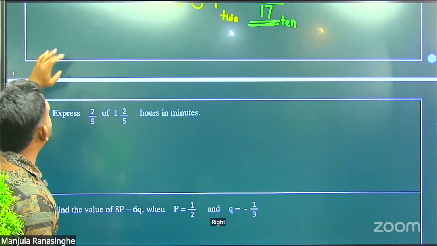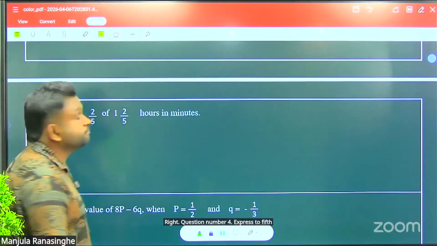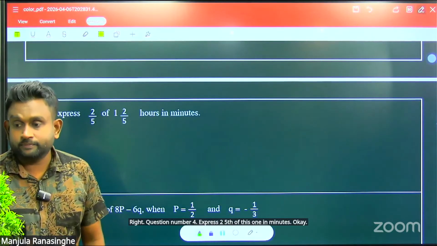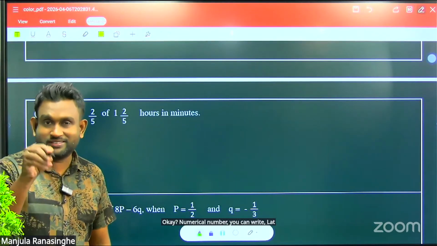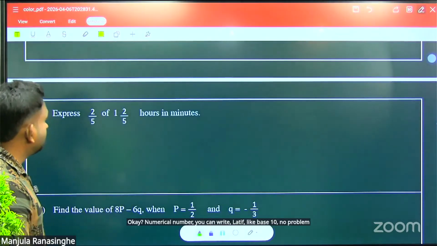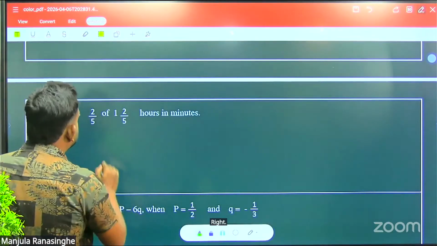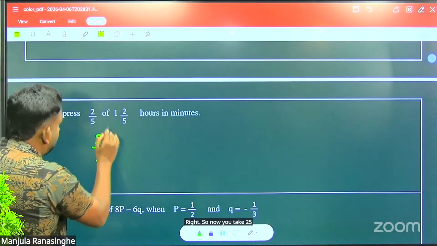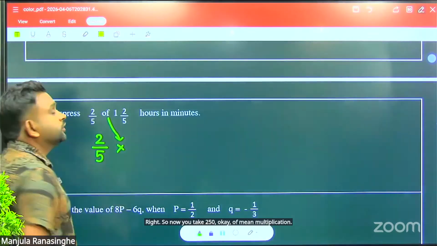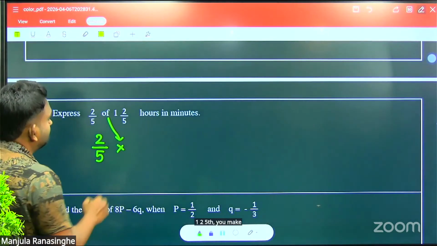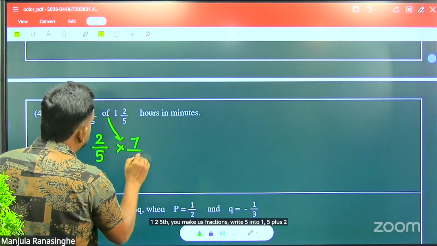Question number 4. Express 2/5 of this one in minutes. Hours in minutes. Now you take 2/5 of it. Make the mixed number a fraction: 5 into 1 is 5, plus 2 is 7, over 5.